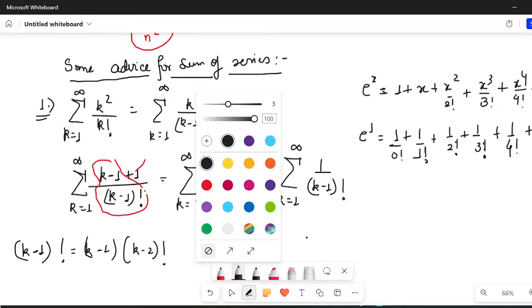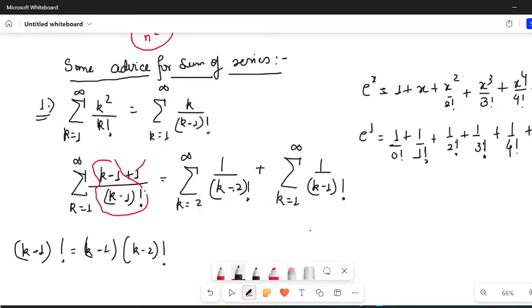Just think about this series. This series would be what? Place 2. So this is 1 upon 0 factorial plus 1 upon 1 factorial and so on. So this is simply e. This is also simply e. So your answer should be 2e. I hope this is clear.